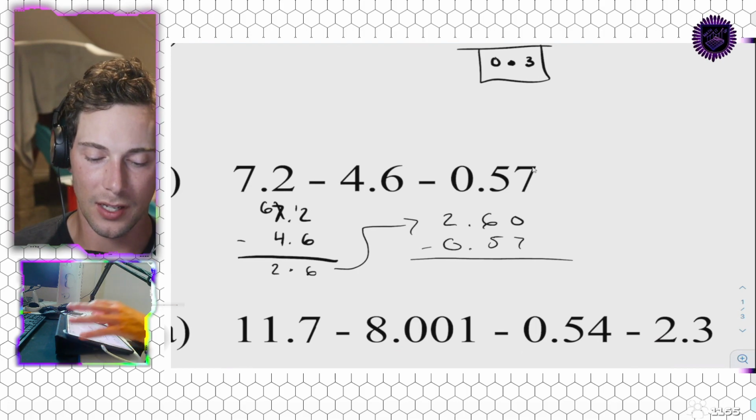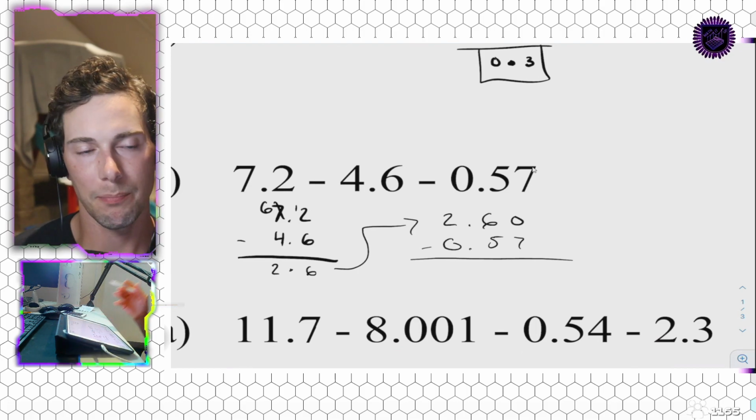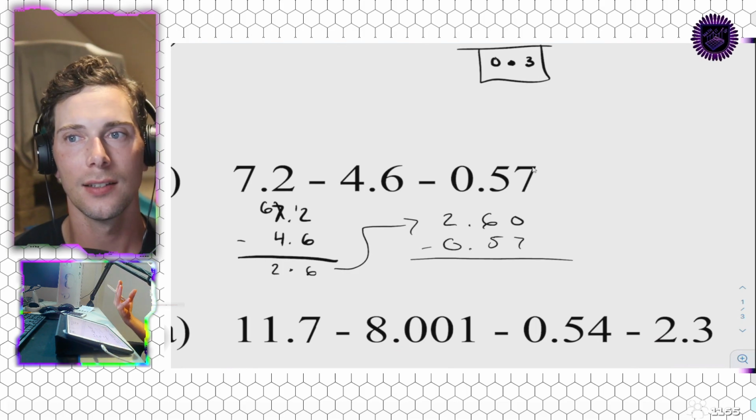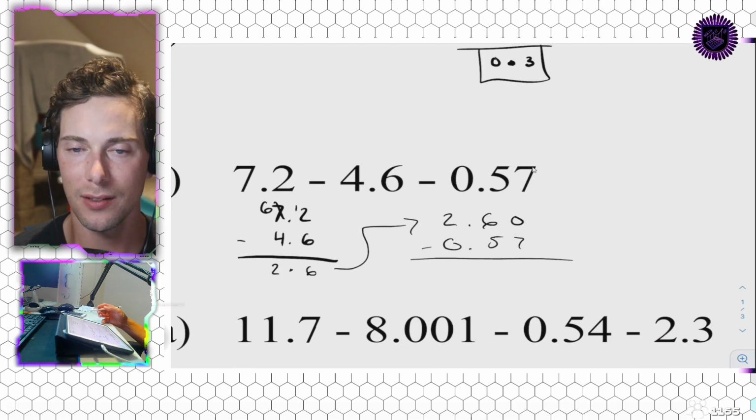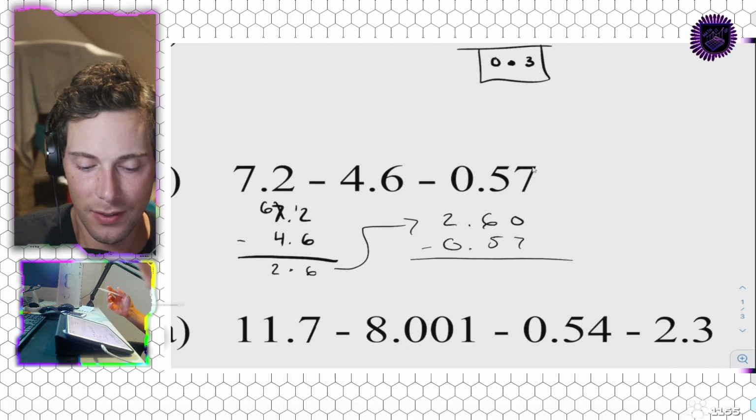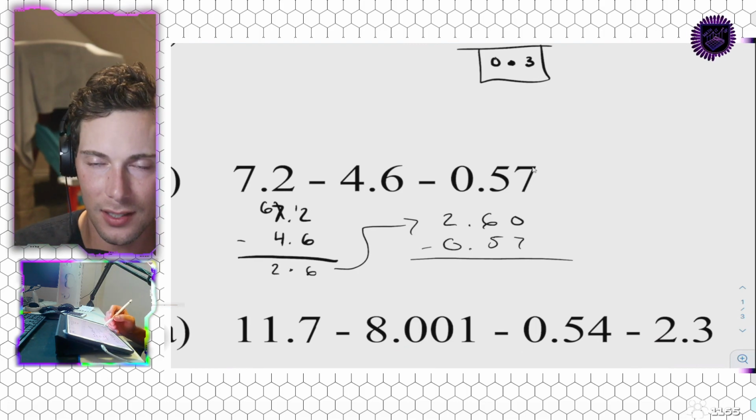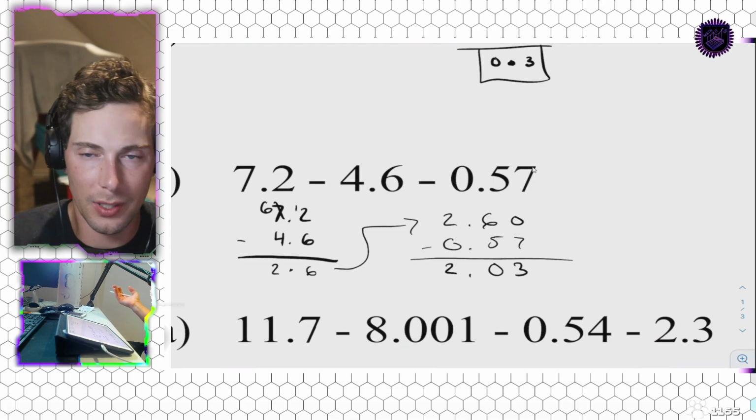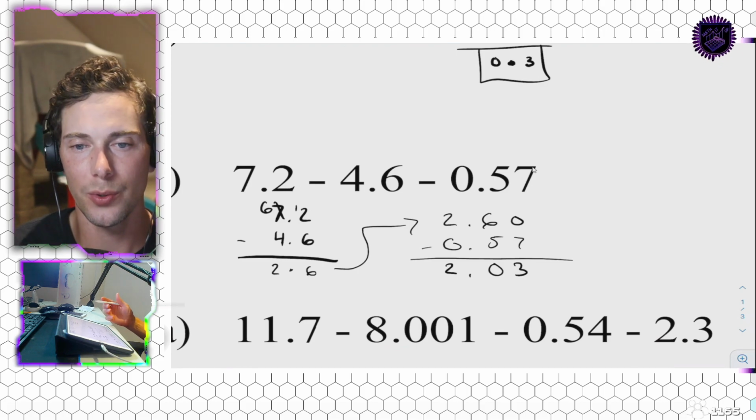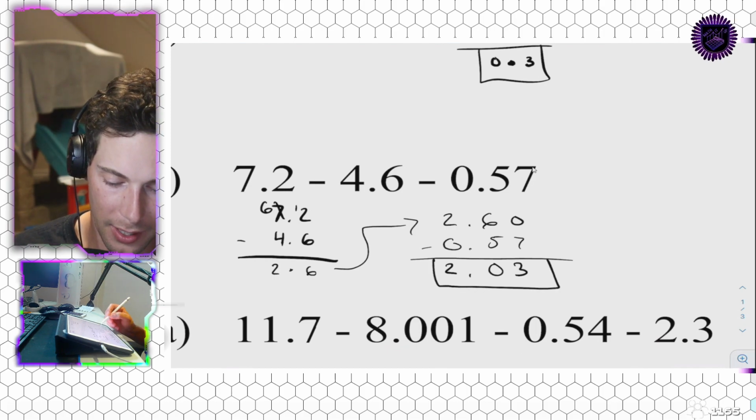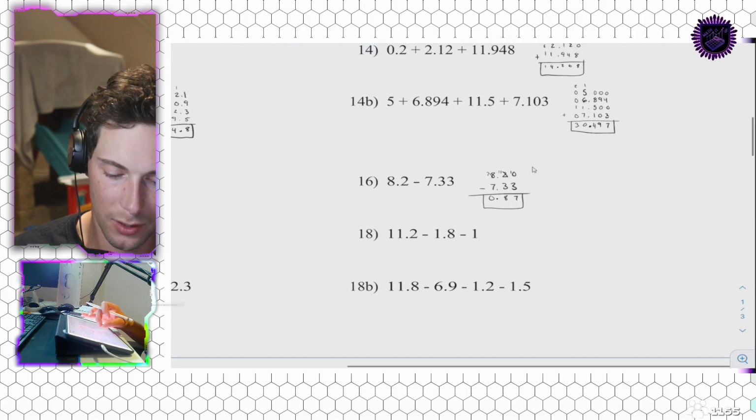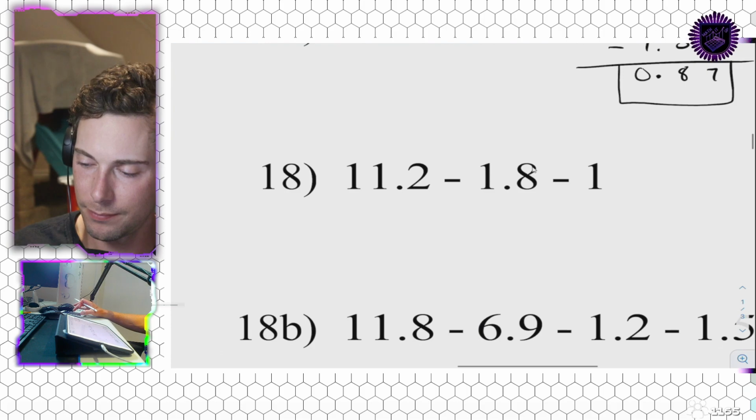The better you understand number theory, the better you understand the simple stuff, the more flexibly you can apply it to make shortcuts. So rather than borrowing, let's just go 60 minus 57 here. 60 take away 57 is going to leave you with 3, and then 2 minus 0 is going to be 2. So we're left with 2.03, or 2 3/100. We're going to circle our answer, and we're going to move on to question 18.